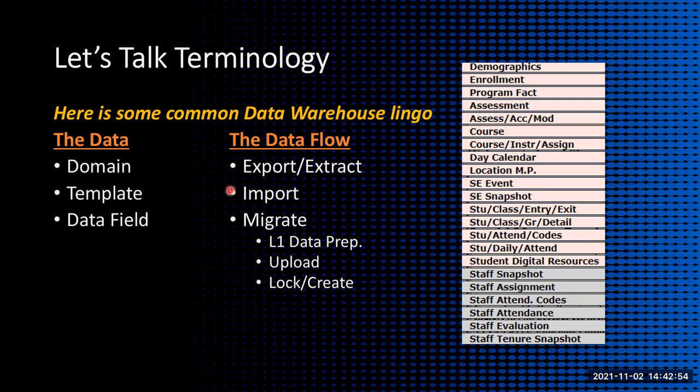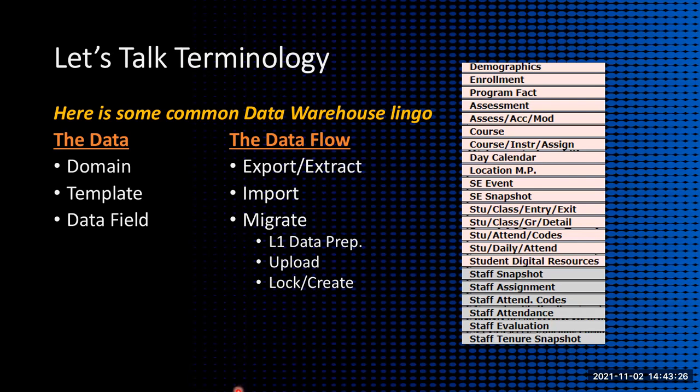Import. This describes the step that takes the file that was exported from your source system and moves it into Level 0. Migrate refers to moving data that has been imported in Level 0 and sending it on to Level 1. The migrate step is also referred to in various contexts as Level 1 data prep, upload, and lock and create.